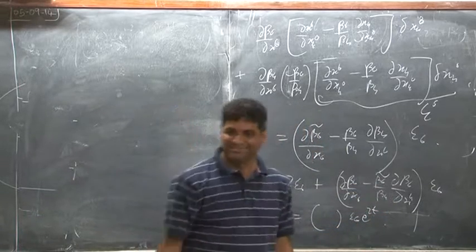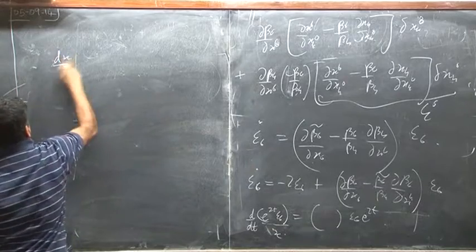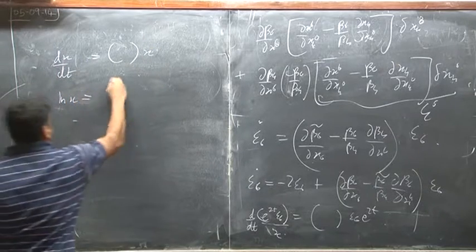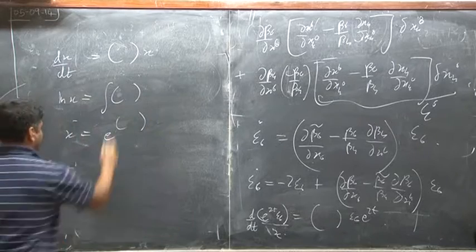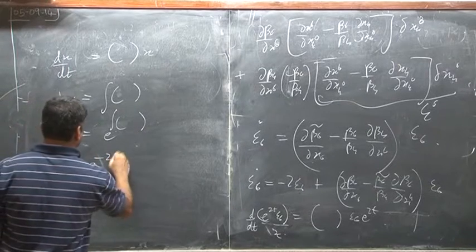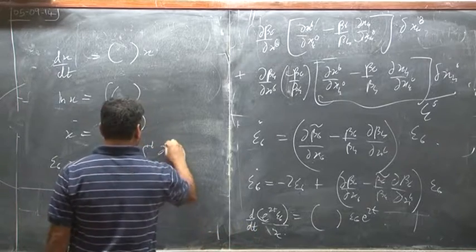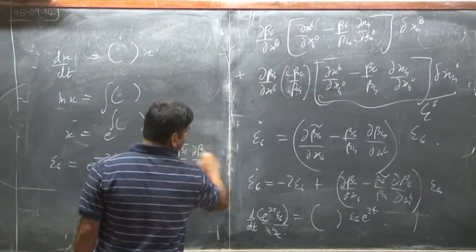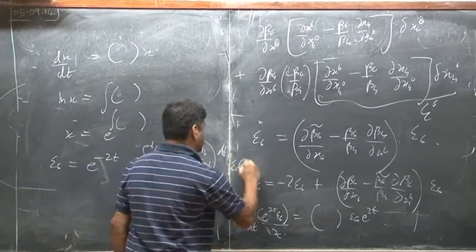Zeta 6 times e to the power 2t is x. So we get dx by dt is equal to this bracket times x. So log x is equal to the integral of that bracket. So x is equal to e to the power of that integral. Okay. So zeta 6 is equal to e to the power minus 2t times e to the power integral from 0 to t of d beta 6 by dx 6 minus beta 6 tilde by beta 4 d beta 4 by x 0, times zeta 6.